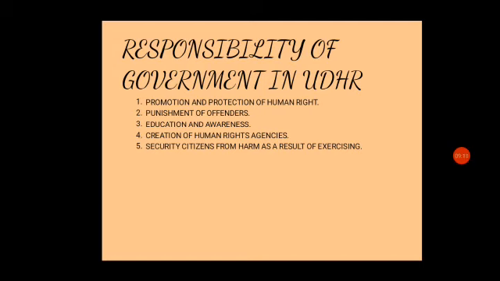Fourthly, we have the creation of human rights agencies. Just like we discussed in our previous class, we said the state should create and develop more independent national institutions such as NAPTIP, the Ombudsman, and the Human Rights Commission for the promotion and protection of human rights in all territory under its jurisdiction.